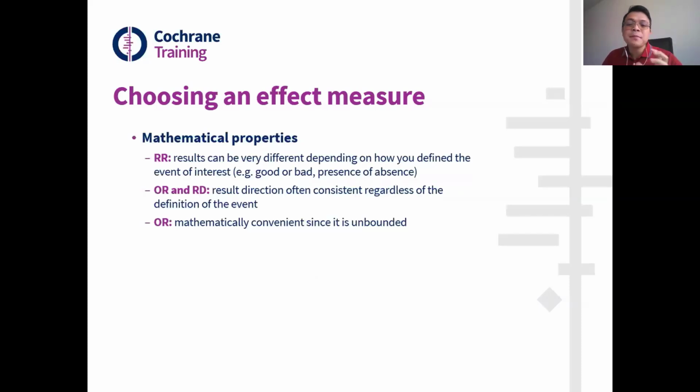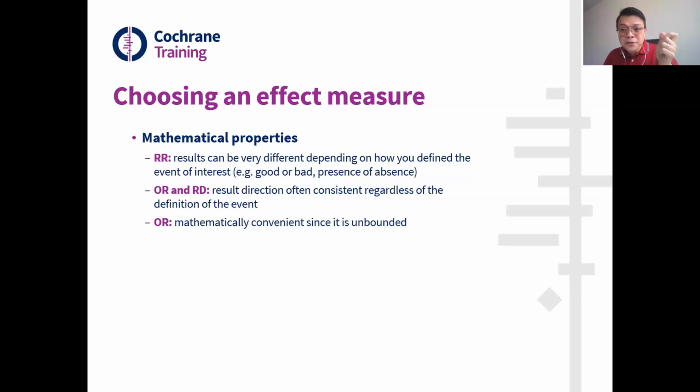And the last consideration is mathematical properties. So you also have to consider which effect measure is the most appropriate to use given your event of interest. For risk ratio, the results can be very different depending on how you define the event of interest. So just to explain this further, for example, if you are looking at the good outcome as the event of interest rather than the bad outcome as the event of interest, you might get different risk ratio if you flip the definition of the events.